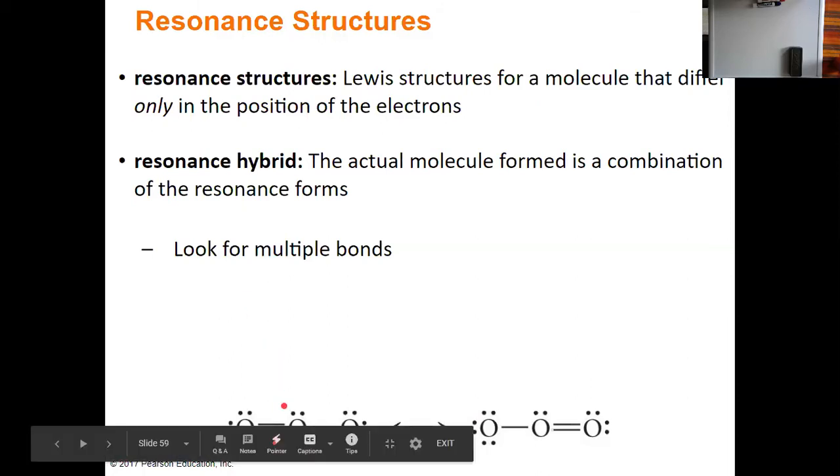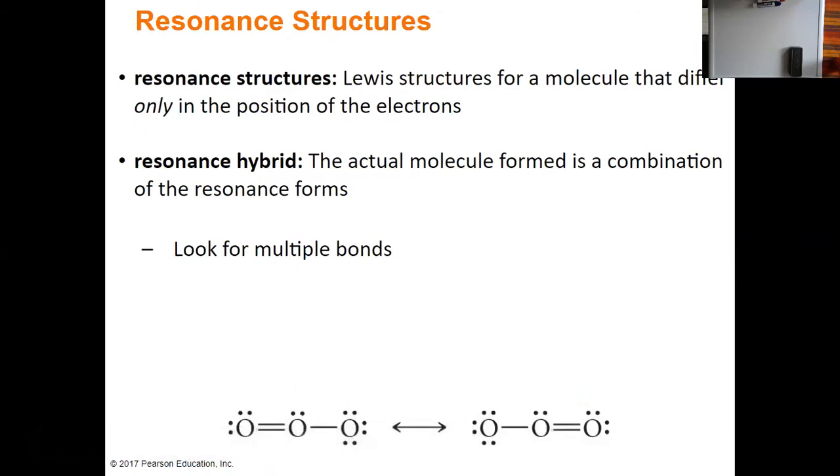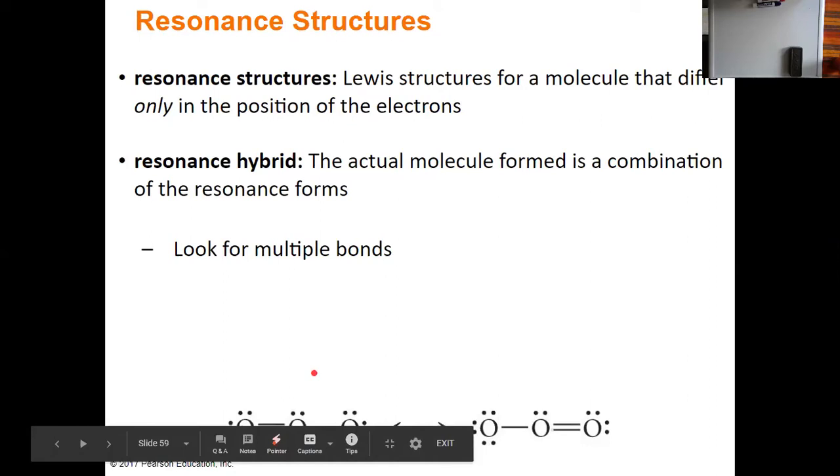So we have an example down here. We have ozone, which is O3, and you see that in one form of ozone, we have a double bond between oxygen 1 and oxygen 2. And we can write that same structure basically, except we can put that double bond between oxygen 2 and oxygen 3. Otherwise, there's no different connectivity. It's not like the oxygens are bonded to different atoms of different elements. The only difference between these two structures is the fact that the double bond is here in one structure and it's here in another structure.